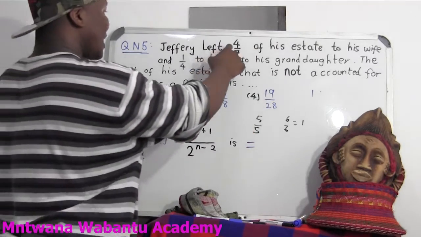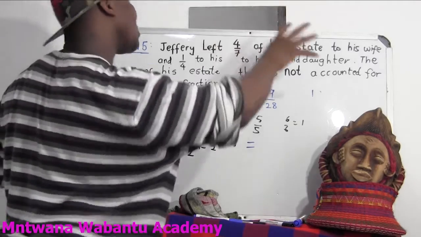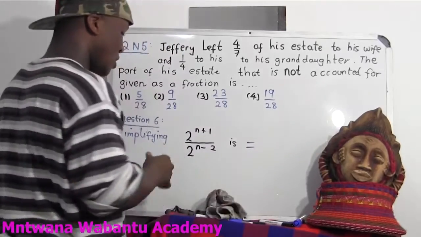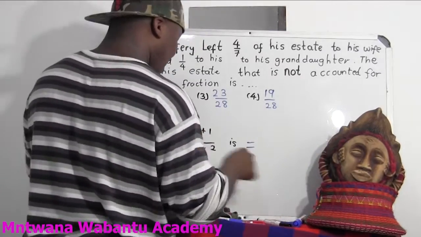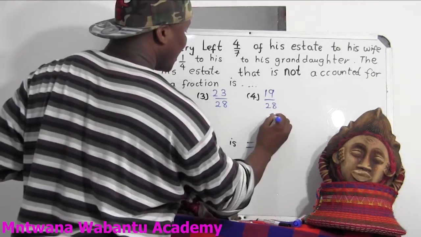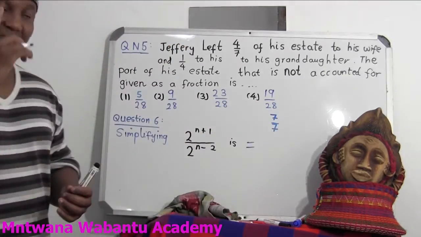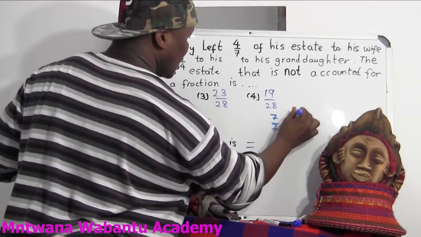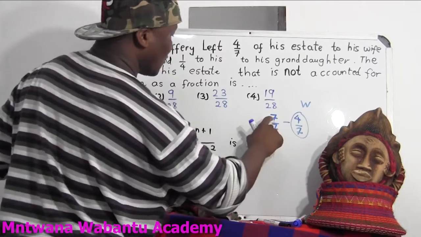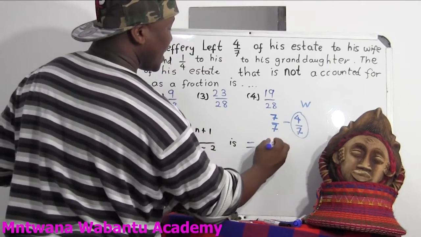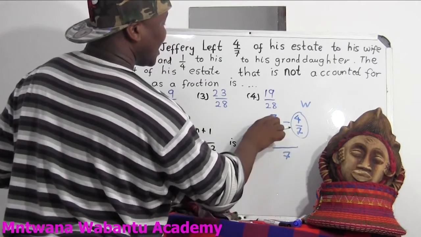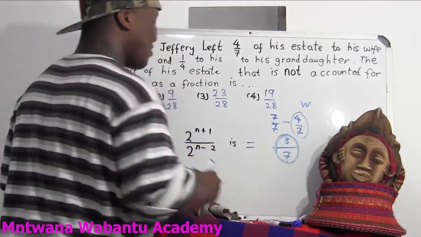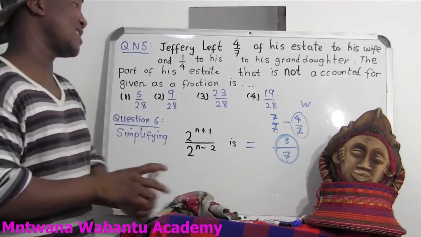So this guy, if he has left 4/7 to his wife, meaning initially he had 7/7. So he had 7/7, which means the whole thing, like a 1. And then he left 4/7 to his wife, so he minus 4/7. This one went to his wife. Because the denominators are the same, I write the same denominator, and 7 minus 4 equals 3. So he is left with 3/7 after giving part of his estate to his wife.